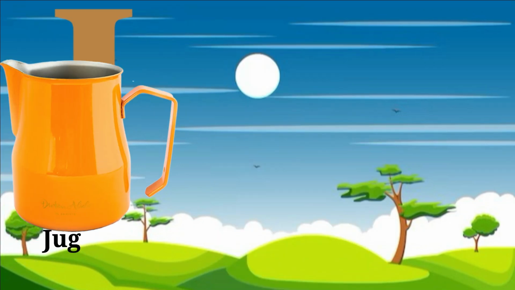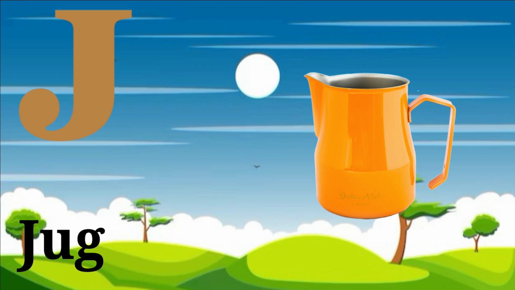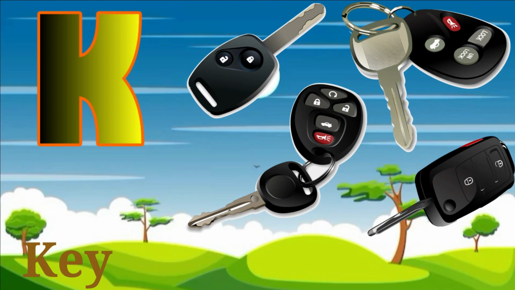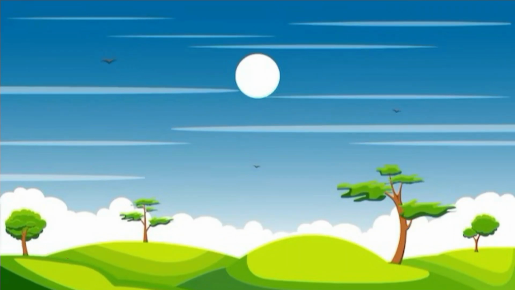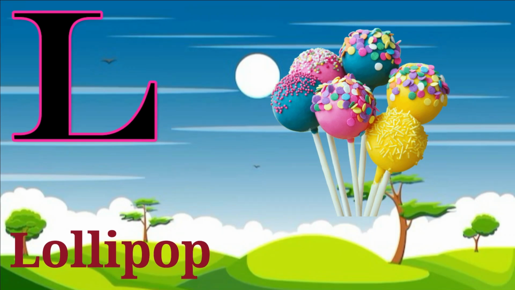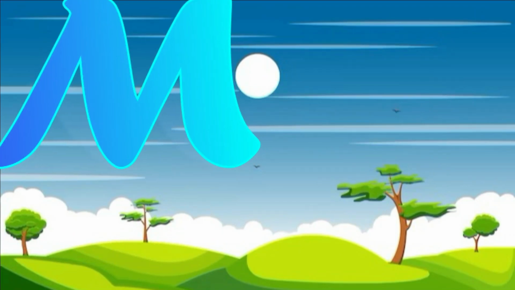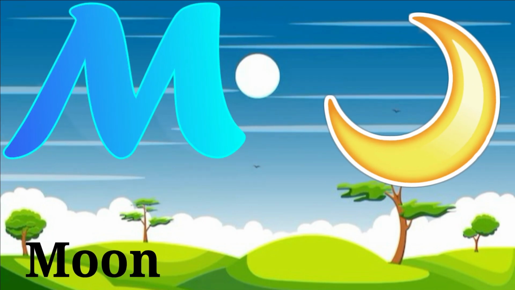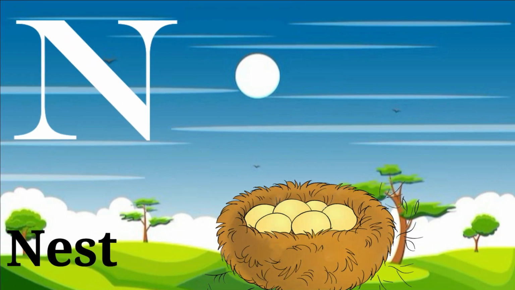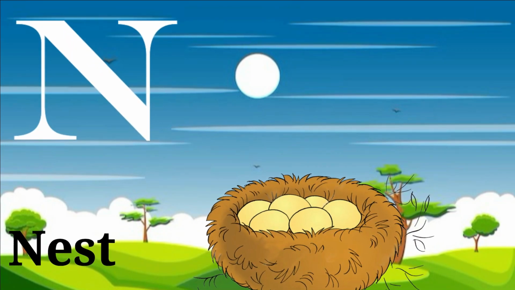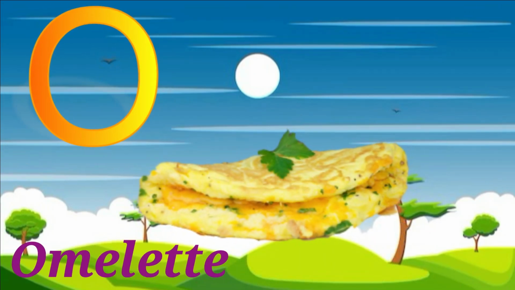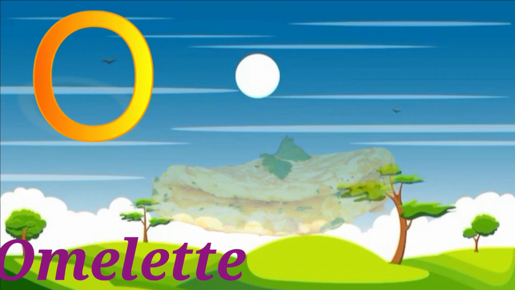J for jug. K for key. L for lollipop. M for moon. N for nest. O for omelet.